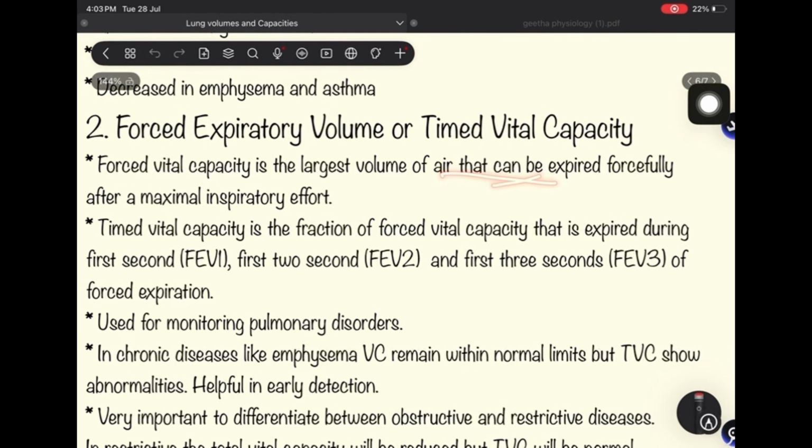The timed vital capacity is the fraction of forced vital capacity that is expired during the first second, first 2 seconds, and first 3 seconds of the forced expiration. It is known as FEV1, FEV2, FEV3. It can also be called as TVC1, TVC2 and TVC3. It is used for monitoring pulmonary disorders.